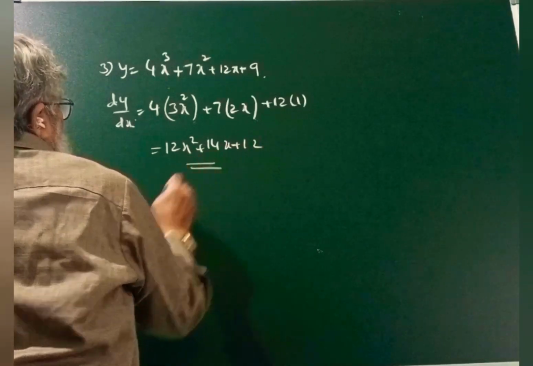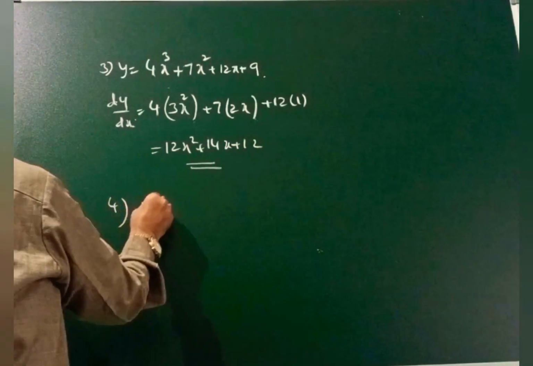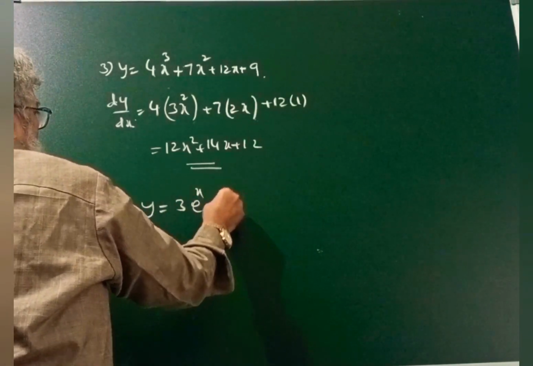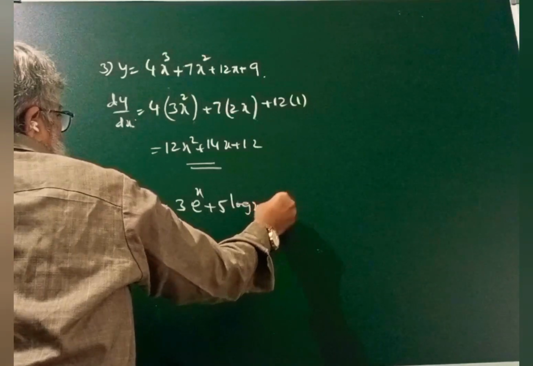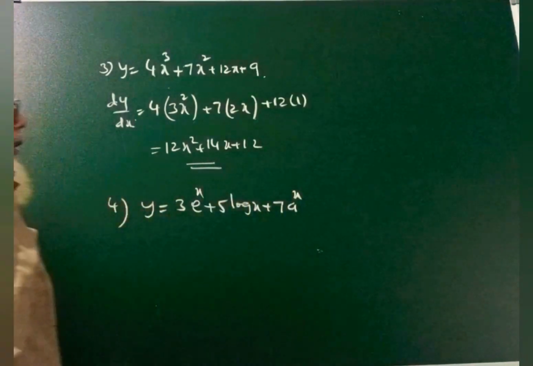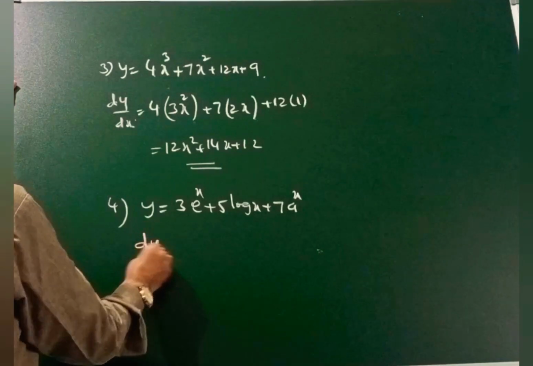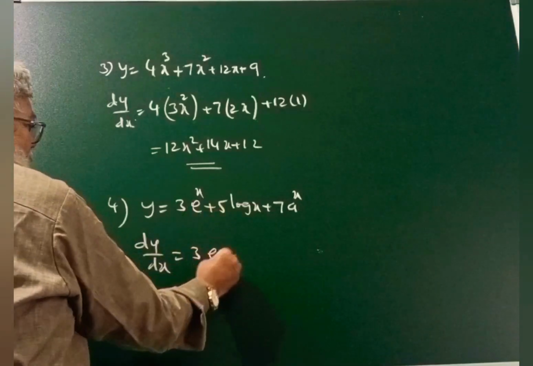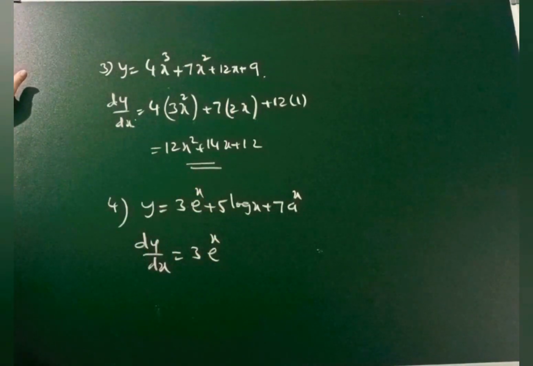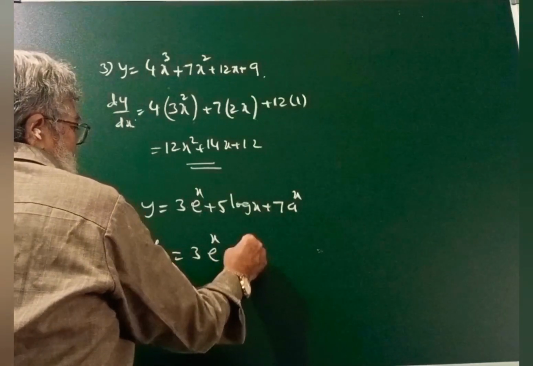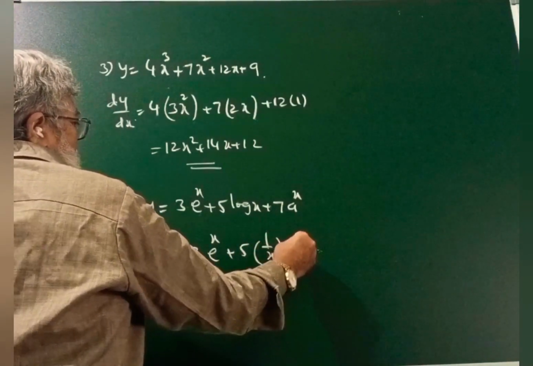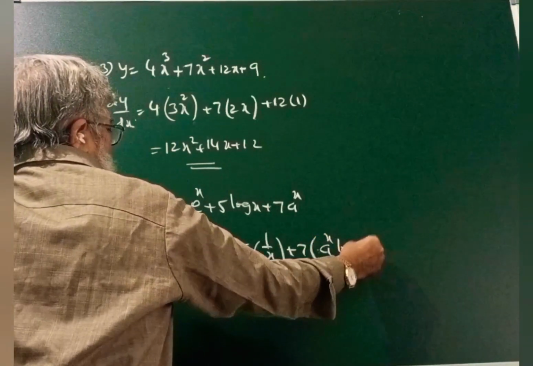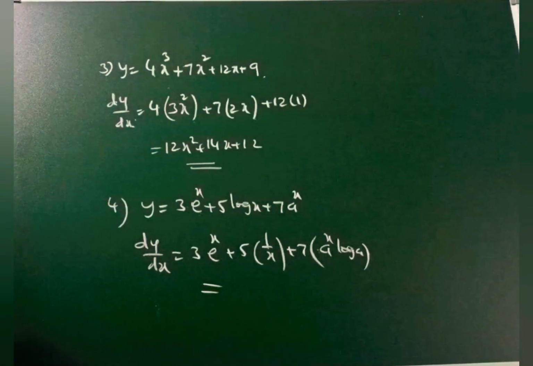is the required differentiation. You see here y is equal to 3 e raised to x plus 5 log x plus 7 a raised to x. Now differentiate, dy by dx. 3 should be kept as it is because it is in the product of the function. Differentiation of e raised to x is e raised to x, plus 5 into differentiation of log x, which is 1 by x, plus 7 into differentiation of a raised to x, which is a raised to x log a. That is the required answer for this.